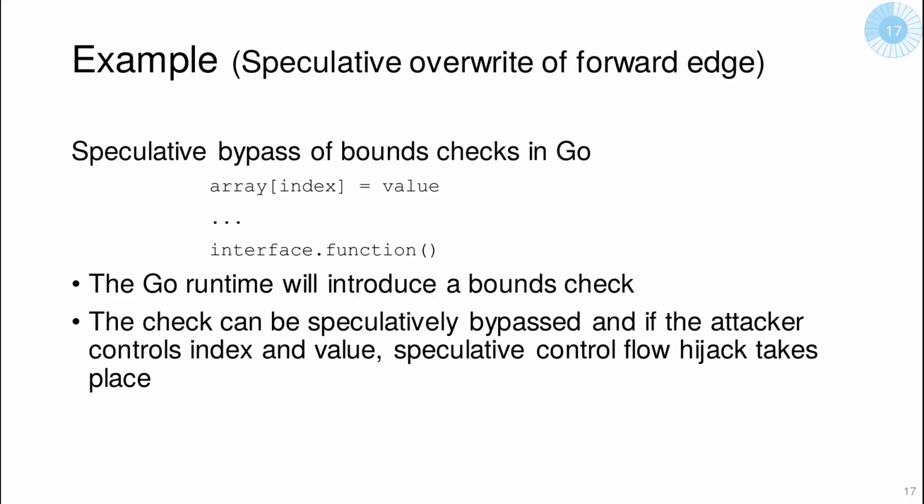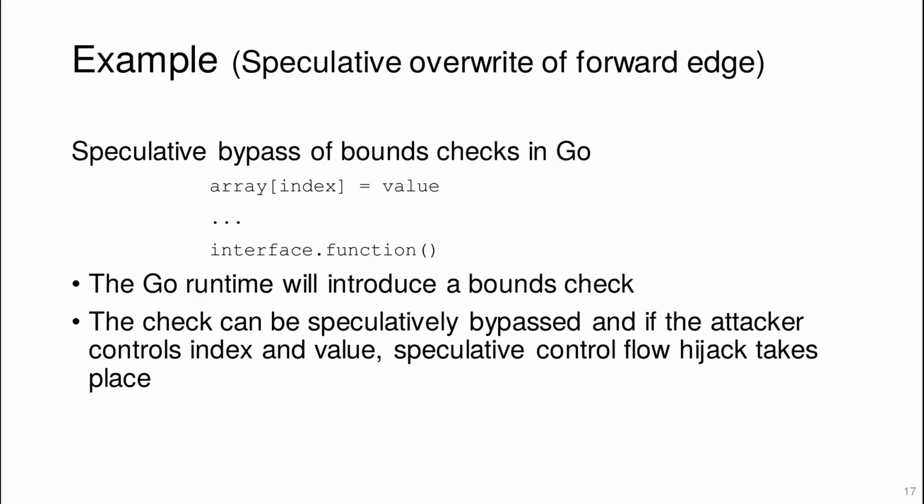Let's look at another case. Here we have a speculative overwrite of a forward edge. And the example that we looked into is this snippet of Go code consisting of a store into an array followed closely by an interface call. So Go, as we know, is a memory safe language, and so it will introduce a bounds check on that array operation.